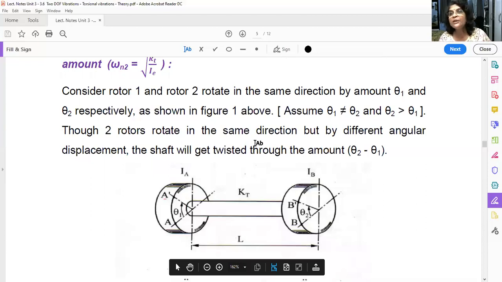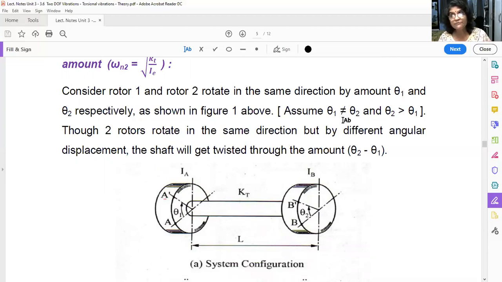Now in this diagram, theta 1 is not equal to theta 2, because we want vibrations to occur. Here we consider theta 2 greater than theta 1. Though the two rotors rotate in the same direction, they have different angular displacements, so the shaft will get twisted through the amount theta 2 minus theta 1.